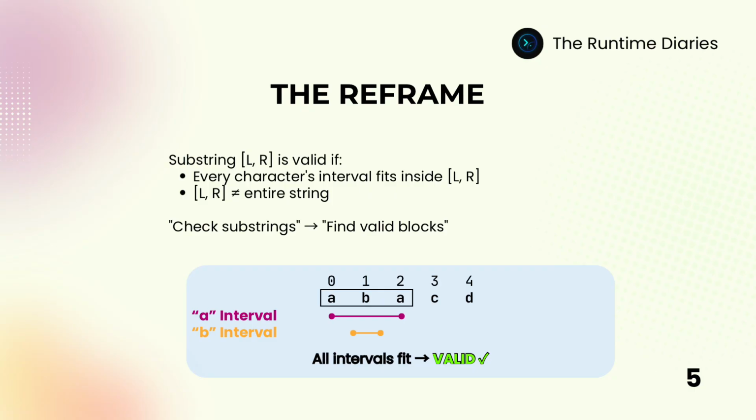This transforms the problem from a substring problem into an interval containment problem. Instead of checking every possible substring and verifying characters one by one, we check which merged blocks of character intervals to find valid self-contained regions. This is the reframing that turns a brute force nightmare into a crisp, structured solution.